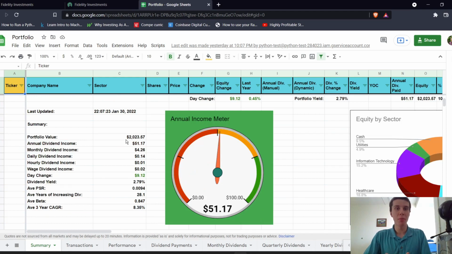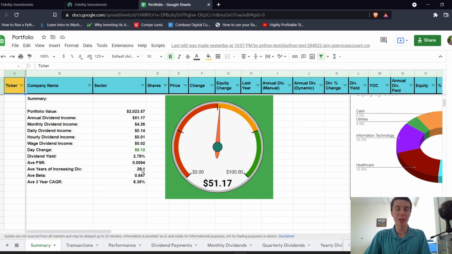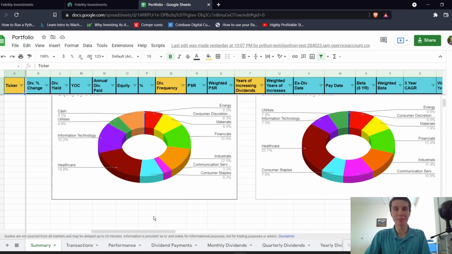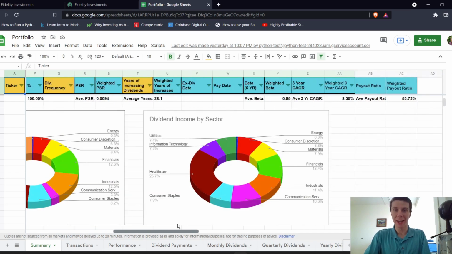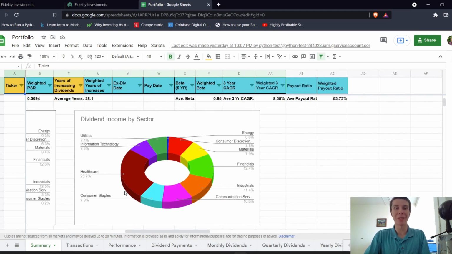This is kind of a summary. Portfolio value is $2,023, annual income of $51.17 projected, and some other interesting metrics. Average years of increasing dividends across the portfolio, weighted by position size, is 28.1, and average 3-year dividend CAGR is 8.35%, so that's awesome. And these are just the equity by sector, if you care to look at that, and the dividend income by sector, if you care to look at that as well.